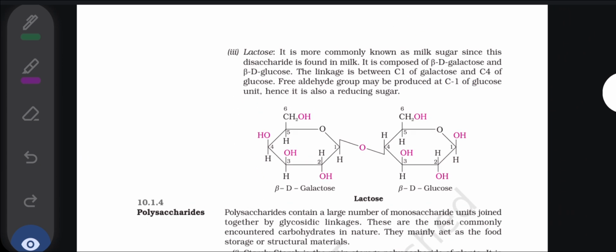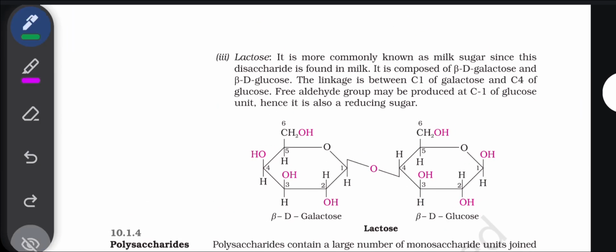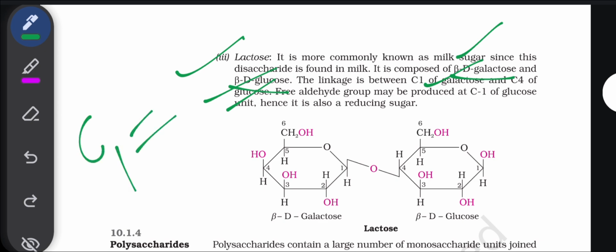Moving forward, lactose, commonly known as milk sugar. Since this is a disaccharide found in milk, it is composed of beta D galactose and beta D glucose. So lactose is glucose plus galactose, and both of them are beta D. The linkage is between C1 of galactose and C4 of glucose. Very important. C1 is of galactose and C4 is of glucose.